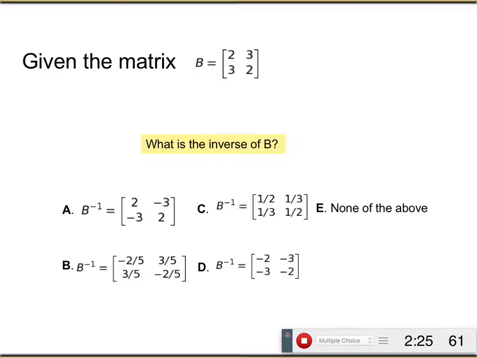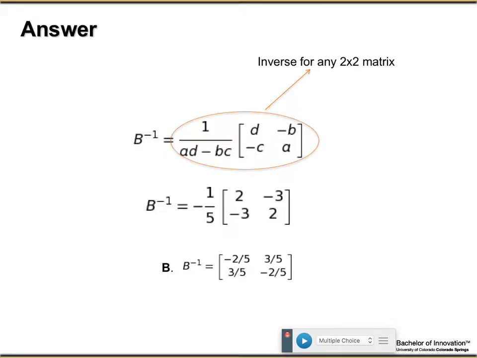And in fact, for those of you who recognize it, not only was there a 6th answer, it was actually the correct answer, B. So again, this is straightforward. Multiply by 1 over the determinant, swap A and D, negate B and C.